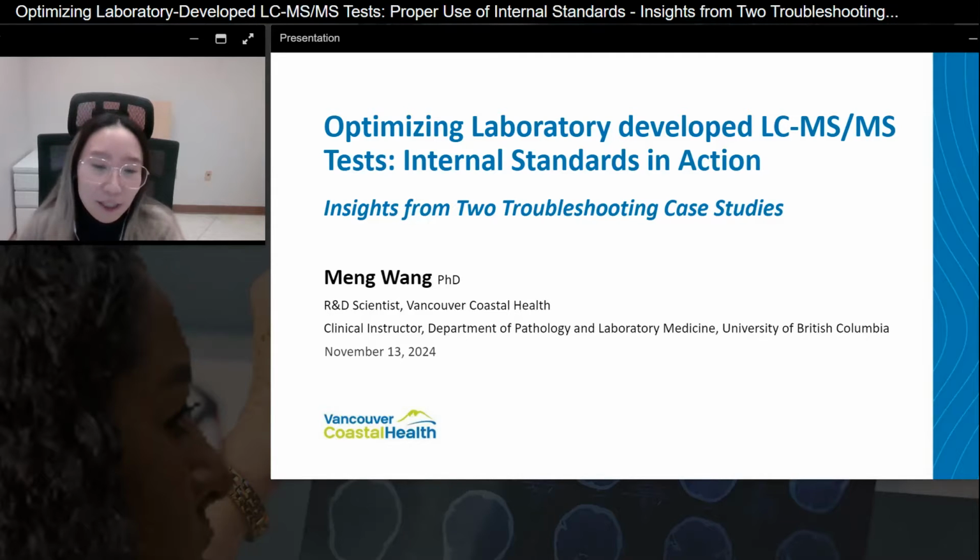Specifically, we will discuss the importance of internal standards and their role in achieving accurate and reliable results in clinical tests. And I'll also present two real-world troubleshooting cases where internal standards selection actually enhanced our assay performance. We'll also get into some technical aspects of LC-MS, and it can get detailed, but I hope that this will highlight the practical considerations for using internal standards in clinical applications. Let's get started.